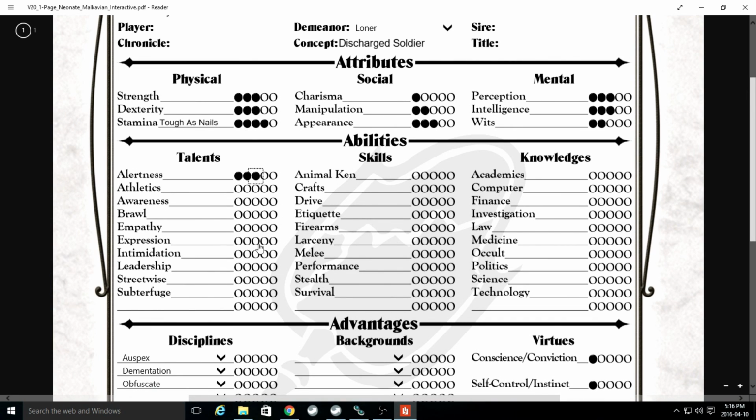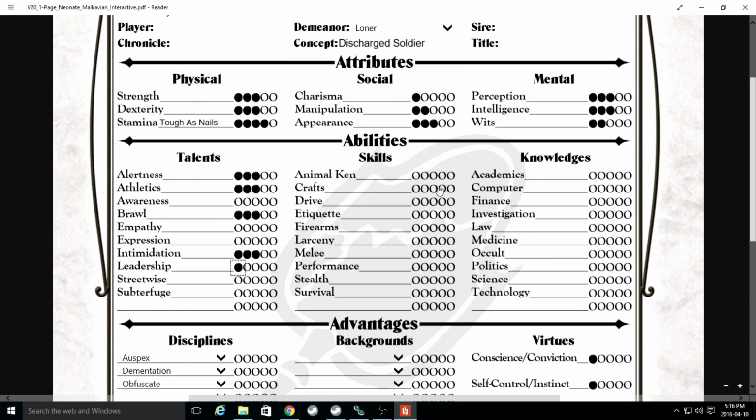Alertness will be going 3 dots. Athletics will be going 3 dots. Brawl will be going 3 dots. Intimidation, 2 dots. No, we're going to go 3 dots. And leadership of 1. Because he's a soldier, he's still good.